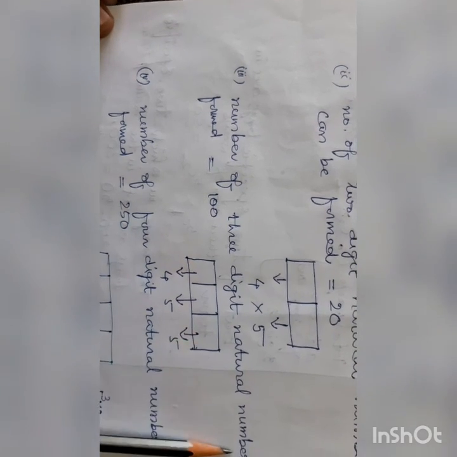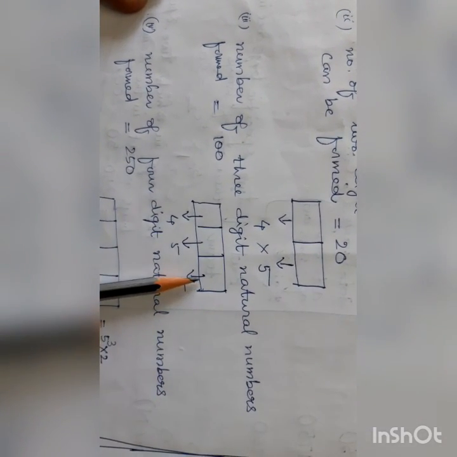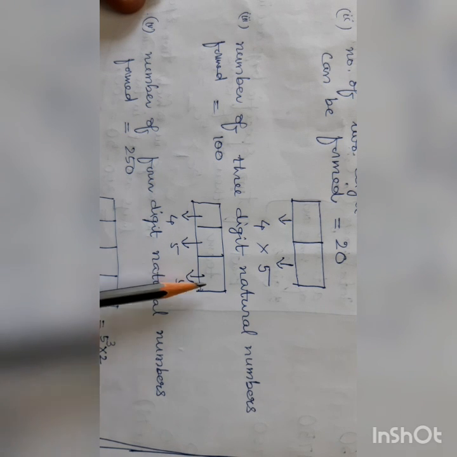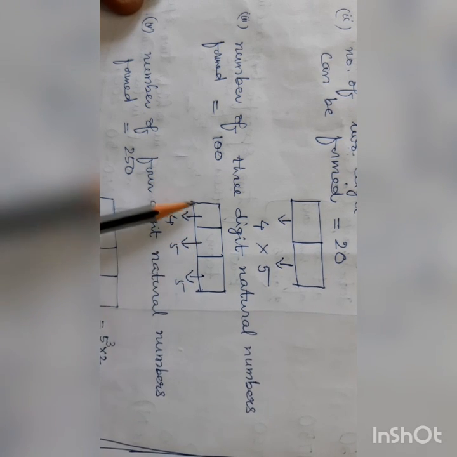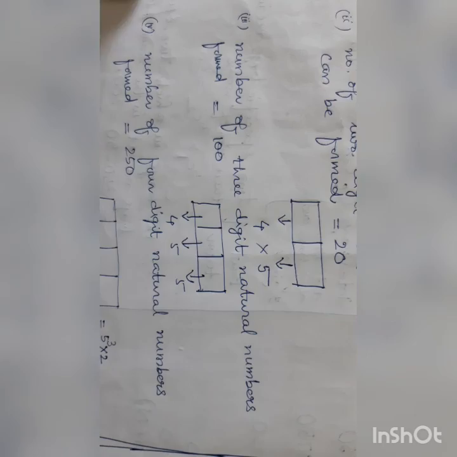Case 3: the number of 3-digit natural numbers formed. 5 ways we can put any of the 5 numbers, and again any of the 5, but in the first place any of the 4 without 0. 4 into 5 into 5, 100.